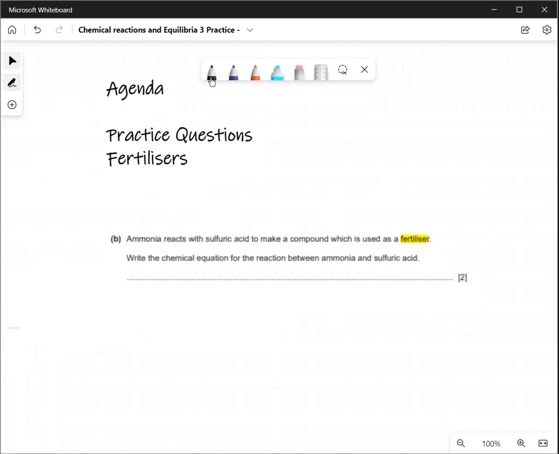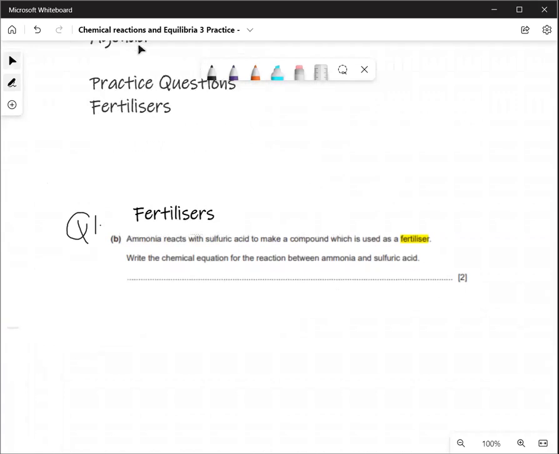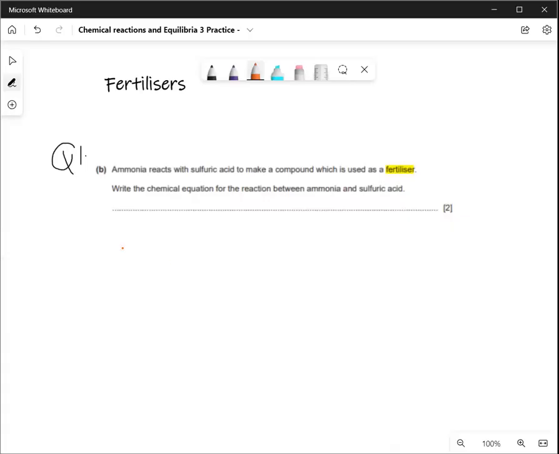Fine, question 1. Ammonia. Now this is about fertilizers. Okay, ammonia, read the question. Ammonia reacts with sulfuric acid to make a compound which is used as a fertilizer. Write a chemical equation for the reaction between ammonia and sulfuric acid. Now what they mean by this is it's a chemical reaction happening, right?